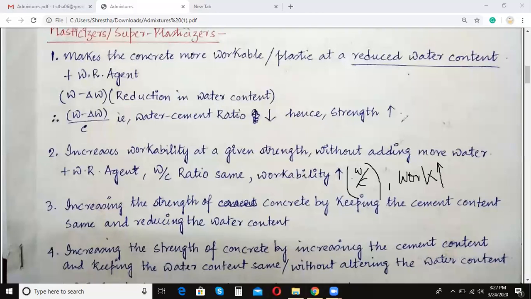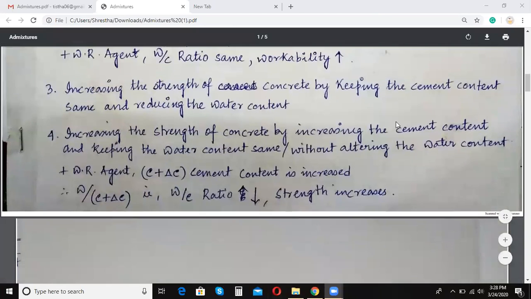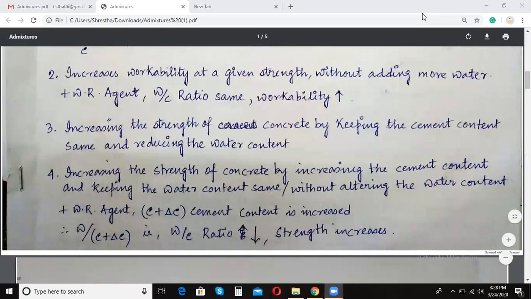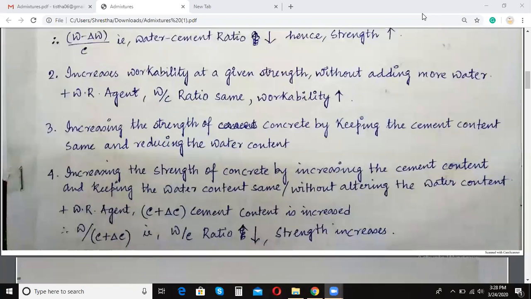Let's see the fourth point. What does it say? Okay, I'll just rub this. All right. The fourth point says that plasticizers will increase the strength of concrete by increasing the cement content and keeping the water content same, right? So the water content is basically remaining unaltered. What happens? Let me write it down.